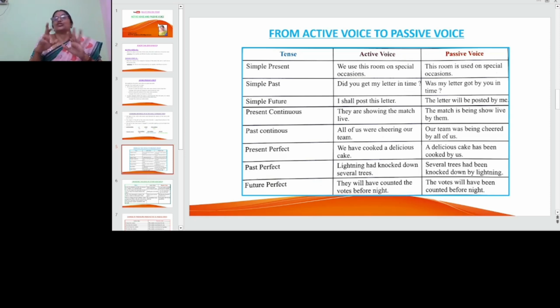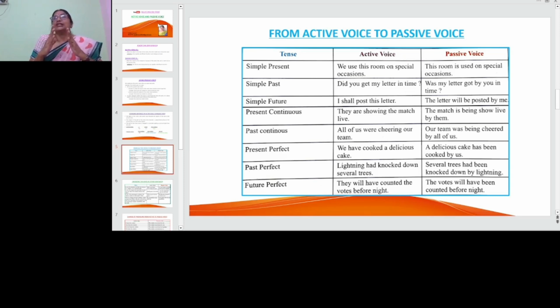We use this room. Just take only that part of it because the subject, verb and object is sufficient for us to convert it. We use this room. We is the subject, use is the verb, this room is the object. On special occasions, you have a complement. Okay. Now you see this room. So this room is the object. It becomes a subject. This room. Okay. We are making it a subject in the passive voice.